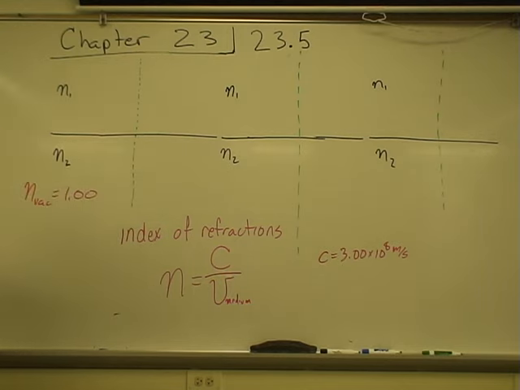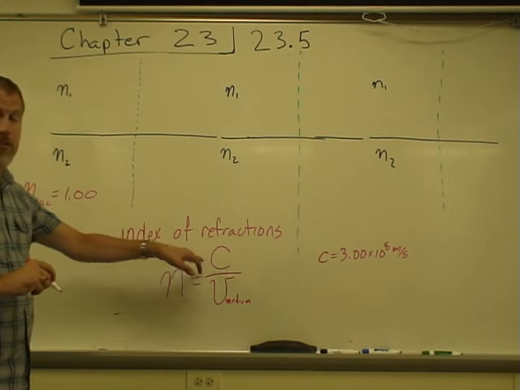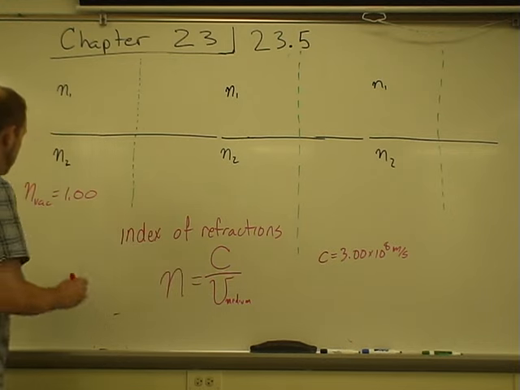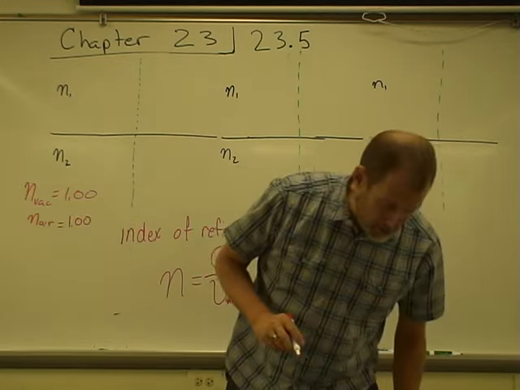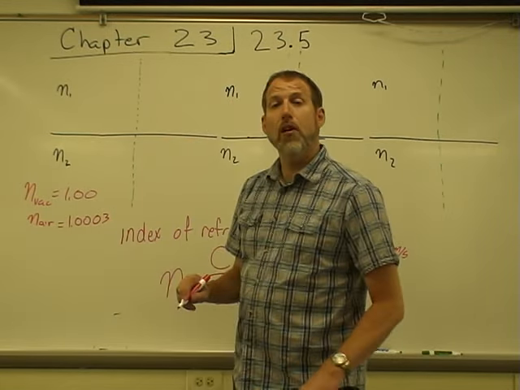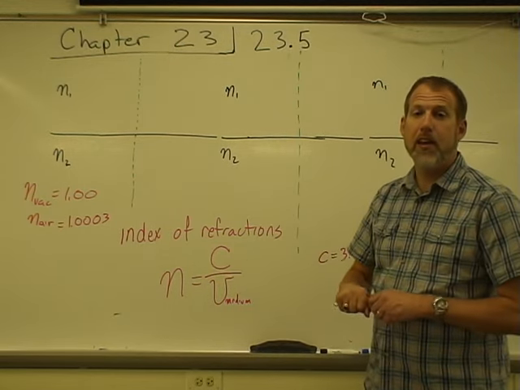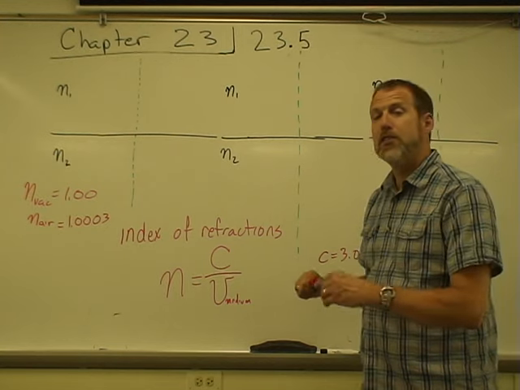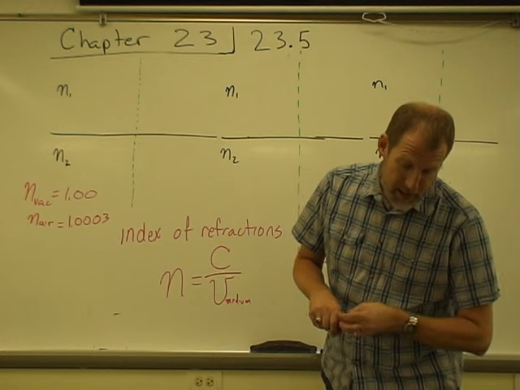The index of refraction of a vacuum is defined as 1.00. It's because the speed of light in a vacuum is equal to c, so c over c, that is 1. Now, the index of refraction in air is 1.0003, which is close enough to 1, especially if we're just working with 3 significant figures, that we can say, oh great, let's just call that 1.